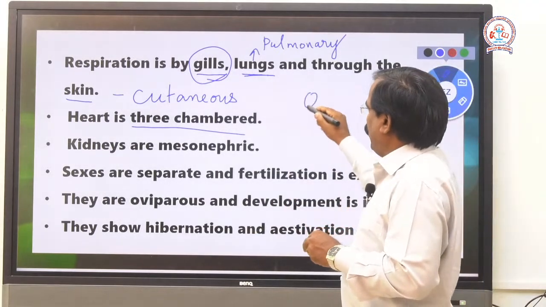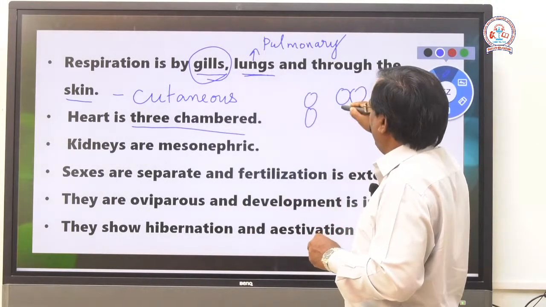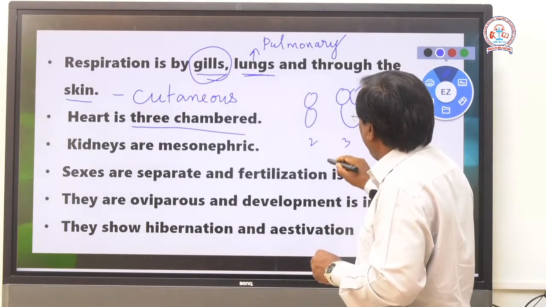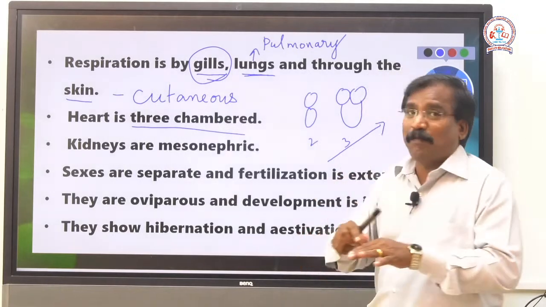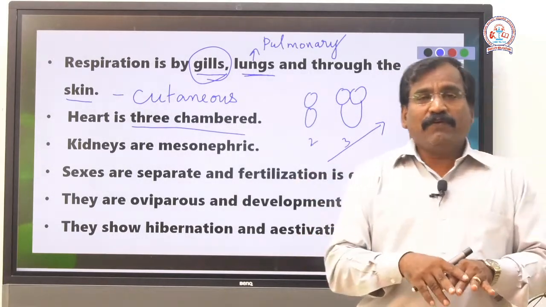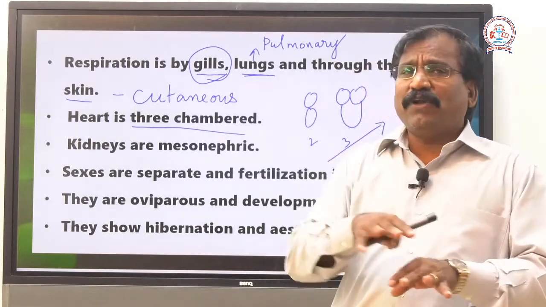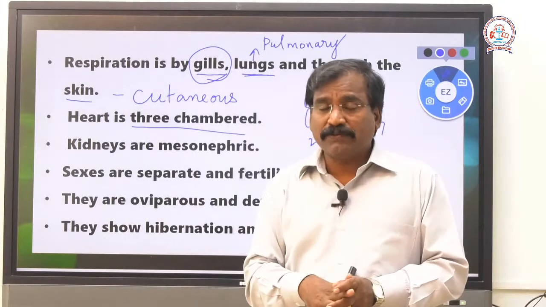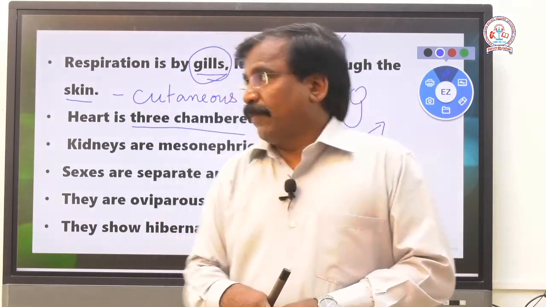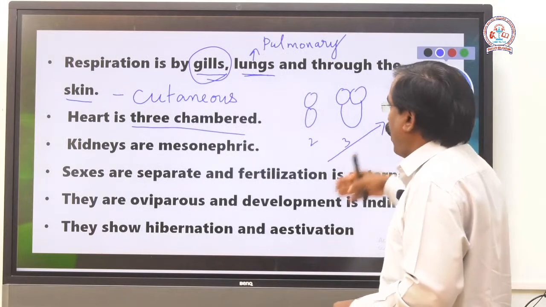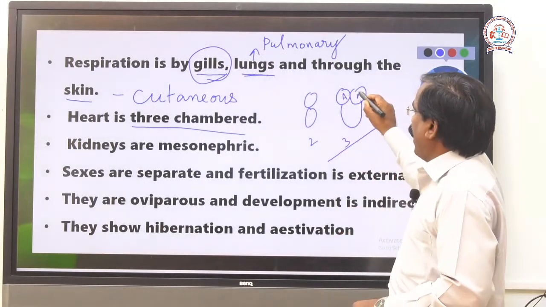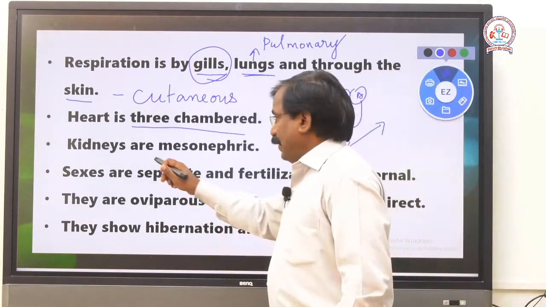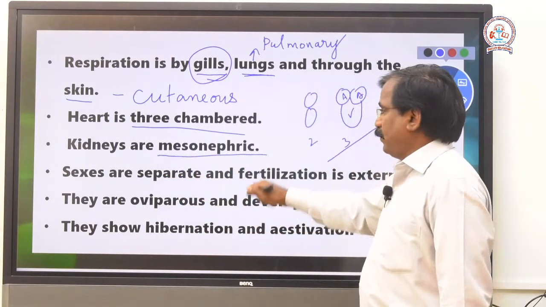Fish have a 2-chambered heart, then gradually here there are 3 chambers, 2 auricles and 1 ventricle. That is evolution. Gradually this is evolution of complexity, so when studying you have to compare the complexity among these organisms. 3-chambered heart, that is 2 auricles and 1 ventricle, and 3-chambered kidneys or mesonephric.